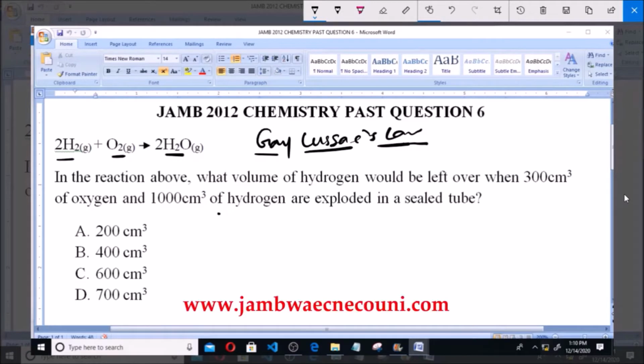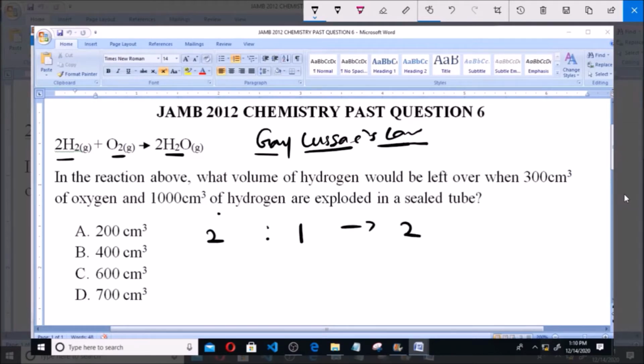Now, looking at these gases, they actually react in simple ratios. Looking at it now, 2 moles of hydrogen requires 1 mole of oxygen to give 2 moles of water in gaseous form, which is steam. Now, 300 cm³ of oxygen reacted with 1000 cm³. Now, this is the volume of the reactant. Let's call this volume of reactant. Now, let's look at the combining volumes.